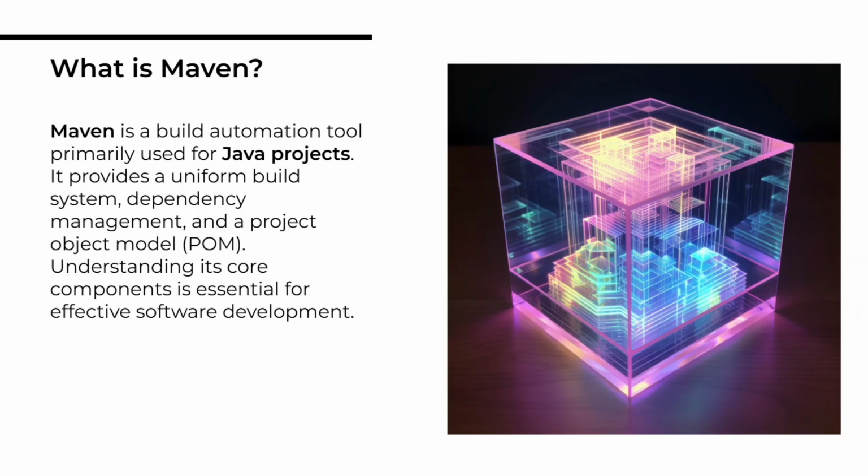So what is Maven? Maven is a build automation tool primarily used for Java projects. It provides a uniform build system and dependency management. Inside Maven, we can add dependencies inside the pom.xml file, and it will understand them, and you can execute that pom.xml with the help of Maven commands. This is an essential component for software development purposes.